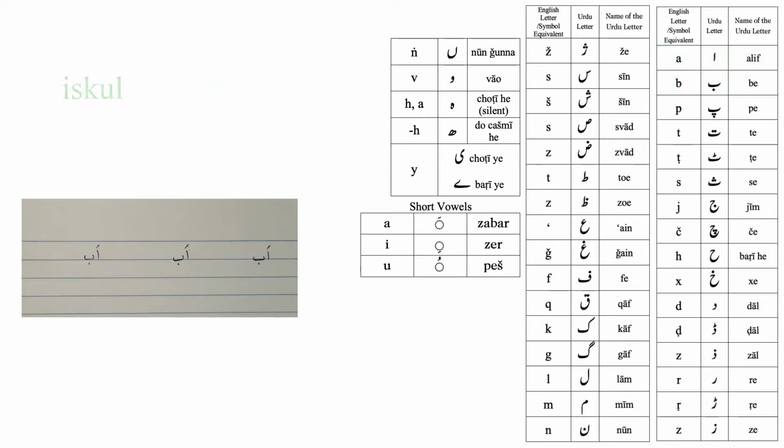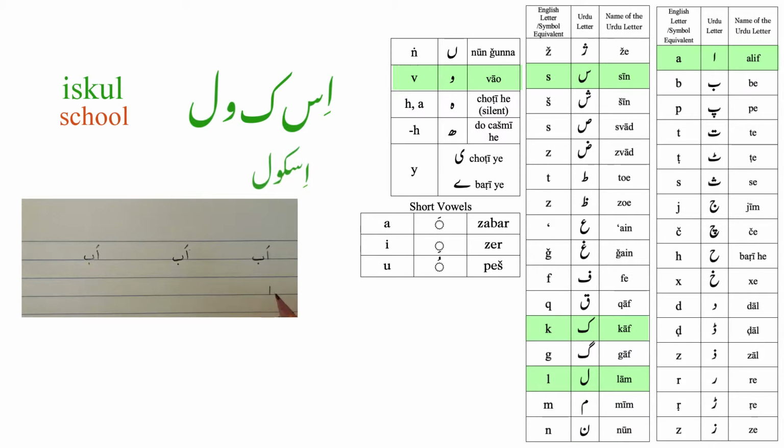So our second word is iskul, which means school. Iskul is written alif, sin, kaf, vav, and lam. Because we want to make that beginning sound I, we'll place that zer below alif. When we place a zer below alif, it becomes I, forming that I sound in iskul. If I were to put a zabar on top of alif for this word, then it would become askul, which isn't the correct pronunciation.